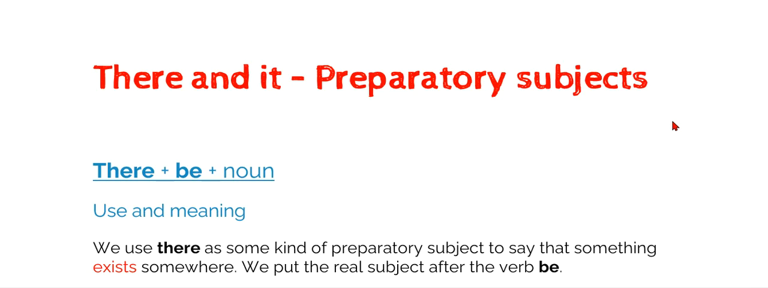In this video, I'm going to teach you how to use there and it as preparatory subjects in English language. Before I start, I have to give you a brief explanation about what a preparatory subject is in English language. A preparatory subject is an unreal subject. It is also called a dummy subject. Why? Because it is an unreal subject. A preparatory subject doesn't have a meaning and it is not usually translated in target languages. Why? Because it is an unreal subject. It is a dummy subject. In English language, the two most famous preparatory or dummy subjects are there and it.